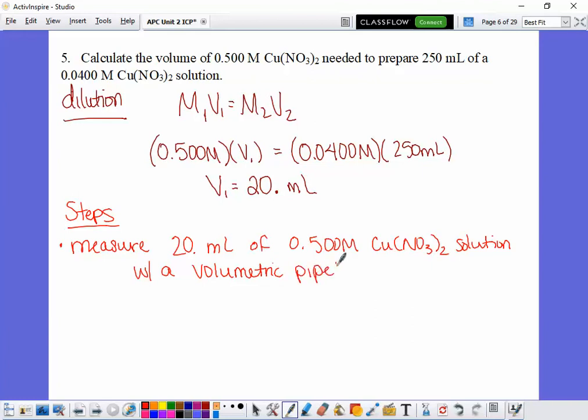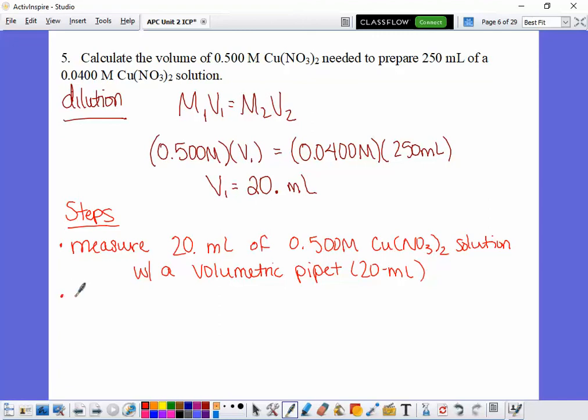Volumetric pipettes are kind of like volumetric flasks, where they only come in certain sizes. You would want to use a 20 milliliter one. If there isn't a 20 milliliter one, you would have to go to a less precise device, like a graduated pipette or a graduated cylinder. But if that's what you need and you have that size pipette, use it. Okay? You want to make your measurements as precise as possible.